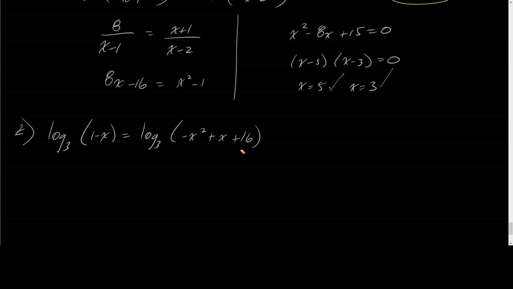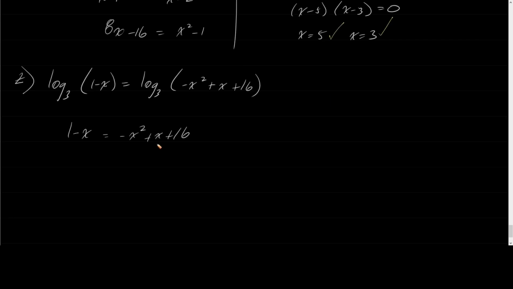All right. Now, in here, well, I already have just one log on each side, right? So right away, this tells me that 1 minus x must be equal to negative x squared plus x plus 16. Putting everything on the same side, so I'm going to move everything from the right side to the left. I'm going to have x squared minus 2x minus 15 is equal to 0, giving me that this factors out to be x plus 3 times x minus 5. So our final answer here is either x is equal to negative 3 or x is equal to 5.